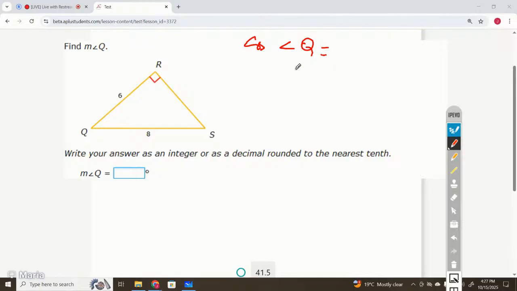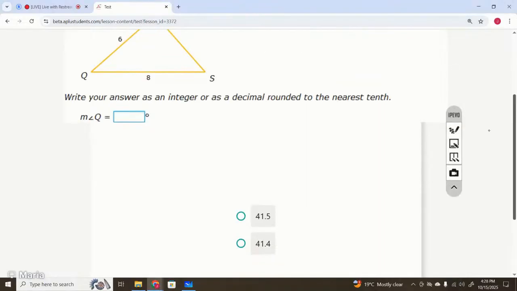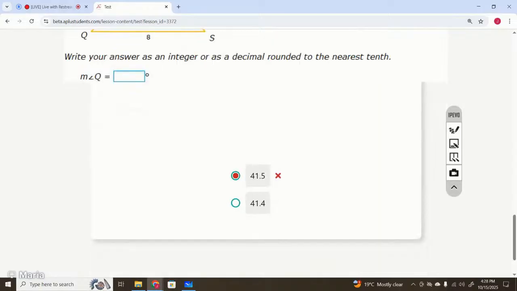We need to evaluate cos of angle Q. That is 6 by 8. So you need to evaluate cos inverse of 6 by 8, right? So let's just evaluate cos inverse of 6 by 8. 6 by 8 is 0.75. So cos inverse 0.75 is 41.5 degrees. The correct option is 41.5 degrees. Option number 1 is the correct option.